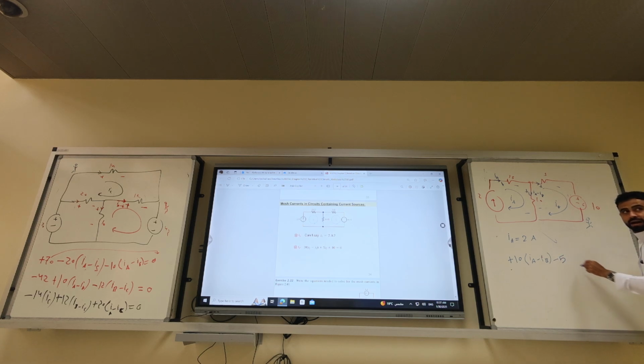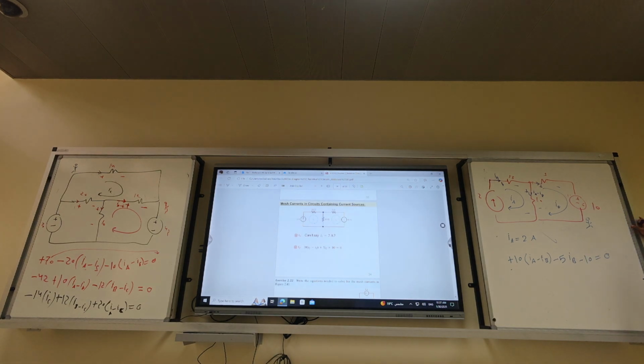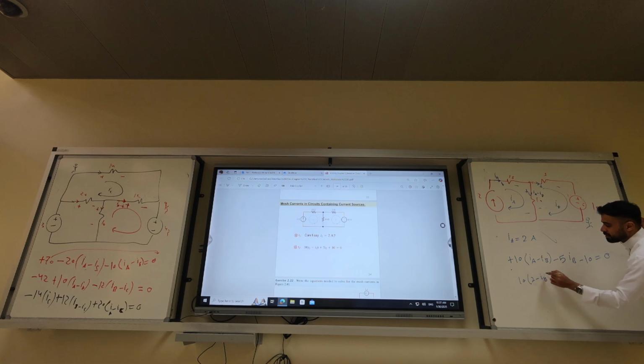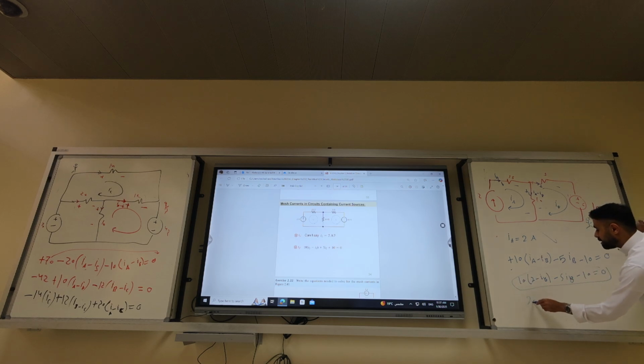Minus 5. What's the current that goes here? IB. Voltage rise, voltage drop. Drop means negative 10 volts. Negative 10 minus... equals 0, right? We can substitute the 2 amps here. So this will be what? 10 times 2 minus IB, minus 5 IB, minus 10 equal to 0. One equation. Can you solve it? It's 20 minus 10 IB minus 5 IB minus 10 equals 0.